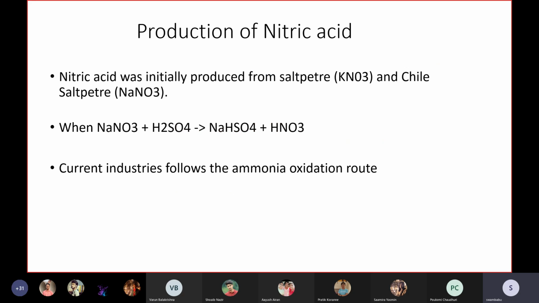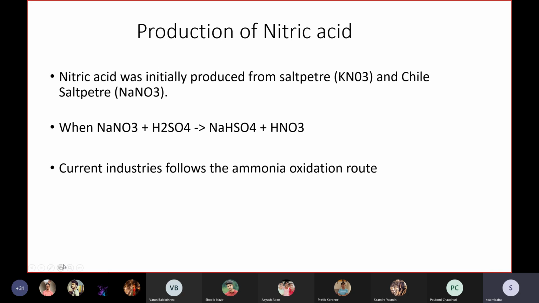Today the next topic is the production of nitric acid. This is another important chemical used in most industries, especially fertilizer industries. Nitric acid was initially produced around the Second World War time, from saltpeter and Chile saltpeter, that is, from potassium nitrate and sodium nitrate.